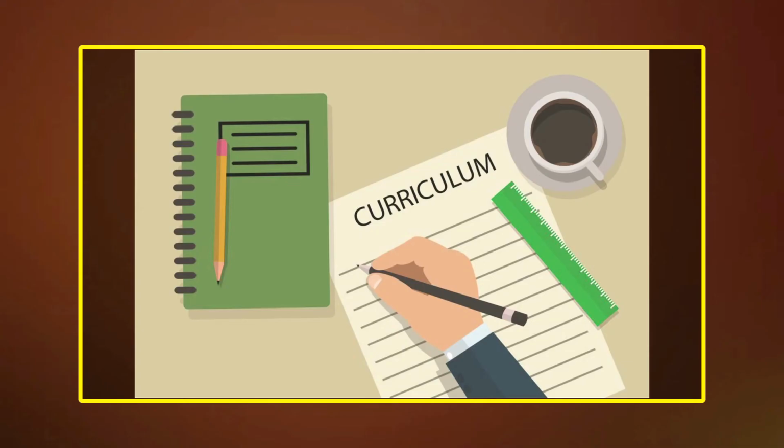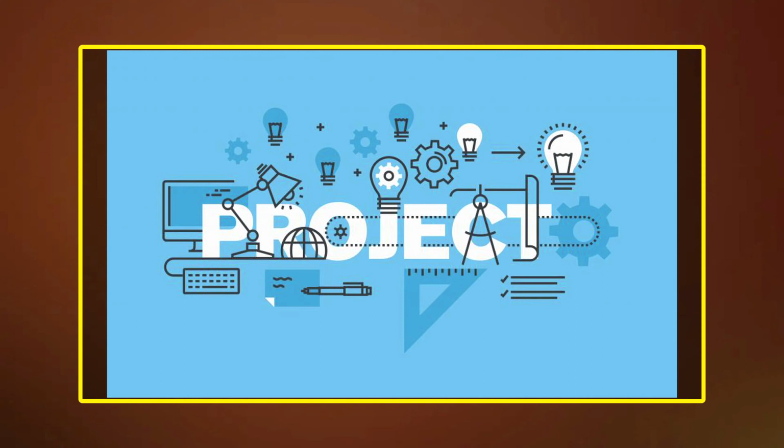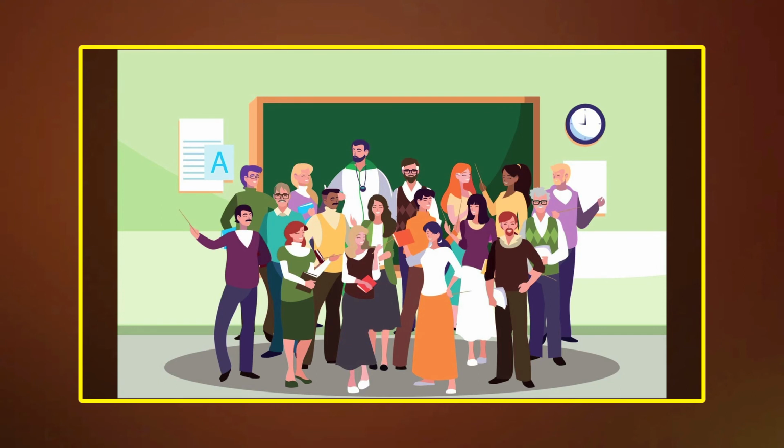SCERT arranges for and coordinates the work of framing curricula and prescribing textbooks for the school and teacher training institutions at the preschool and primary stages. It also undertakes specific projects at all levels of school education, as may be entrusted by the government from time to time. SCERT acts as an efficient academic functionary, capable of planning, organizing, and executing programs of various activities envisaged in the National Policy on Education 1986.